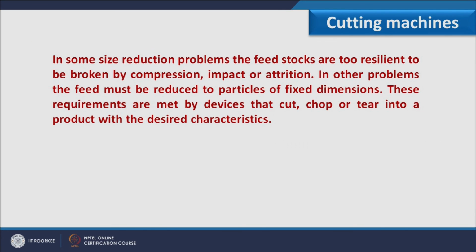And finally, we have the cutting machines. In some size reduction problems, the feedstock is too resilient to be broken by compression, impact or attrition. In other problems, the feed must be reduced to particles of fixed dimension. These requirements are met by devices that cut, chop or tear into a product with desired characteristics.